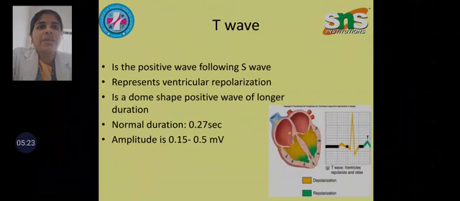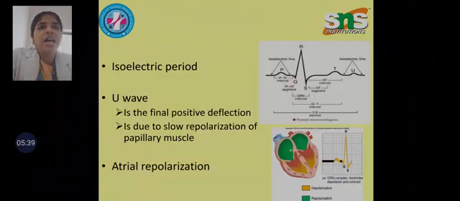And the T wave is a positive wave following the S wave and represents ventricular repolarization, and it is a dome shaped positive wave of longer duration. Duration is about 0.27 second. Amplitude is about 0.15 to 0.55 millivolt. And finally, after the isoelectric period, the U wave is the final positive deflection. It is due to slow repolarization of the papillary muscles.